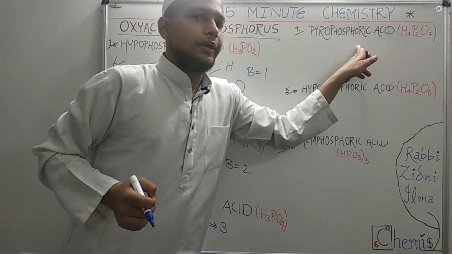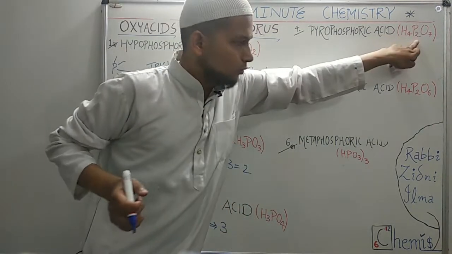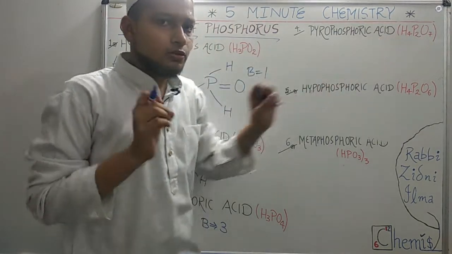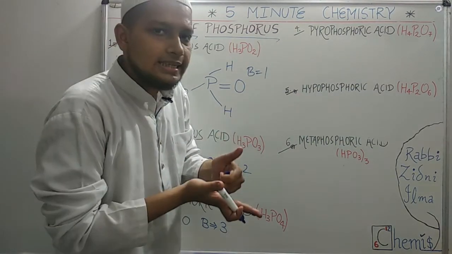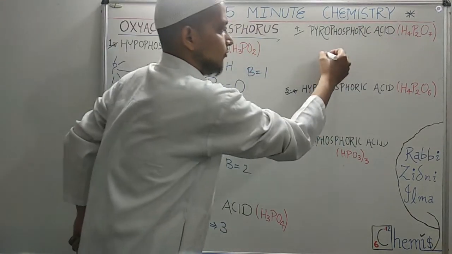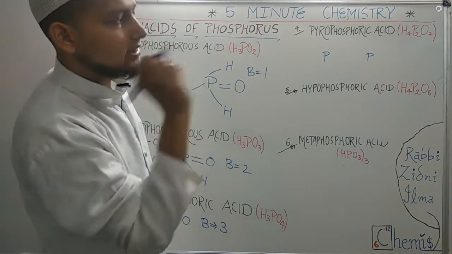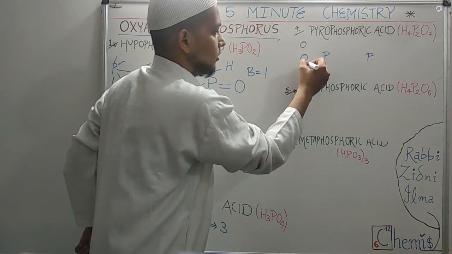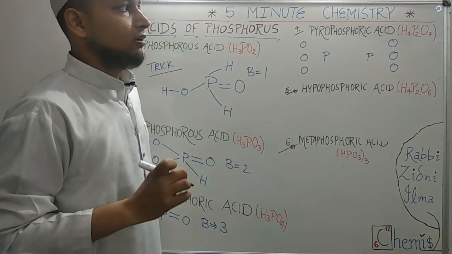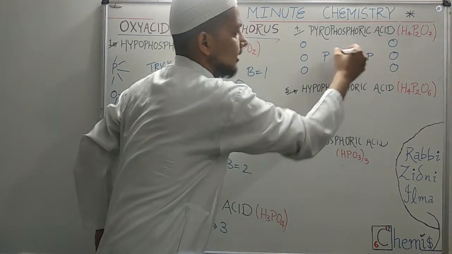Next is pyrophosphoric acid. It is a different case but not so different. We have 2 phosphorus here and 7 oxygens along with 4 hydrogens. First of all, we will distribute oxygen and hydrogen equally between the phosphorus. This one is P, this one is P. Now 7 oxygens are there, so 3 for this phosphorus and 3 for this one. Now 1 oxygen is left, so we will distribute it in between the phosphorus. So this one comes in between.